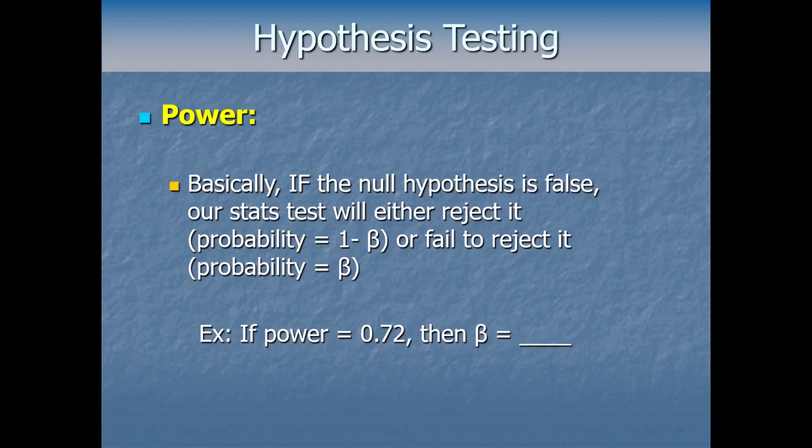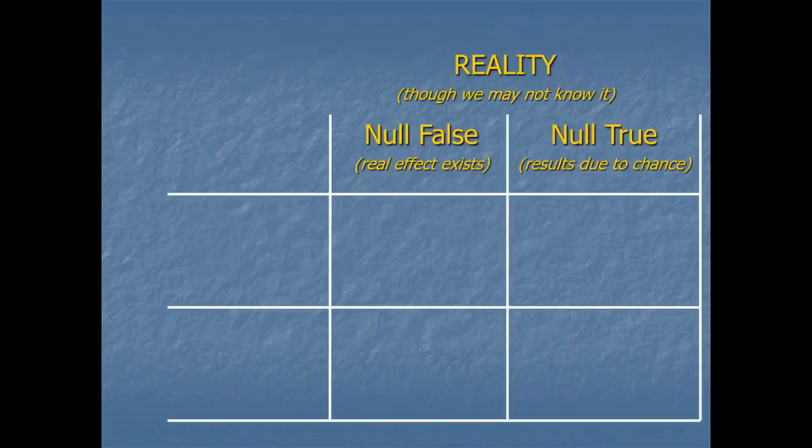And since it's just 1 minus power to calculate beta, we'd say 1 minus 0.72, so beta is 0.28. In other words, we had a 72% chance of finding the effect when using the sample size and the study design we had, but that means we also had a 28% chance that, carrying out our study and doing the stats properly, we would still fail to detect the real effect.